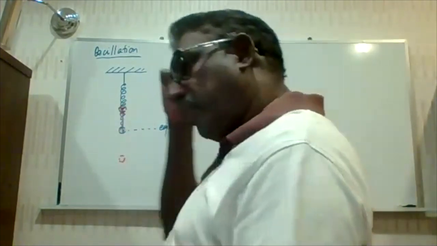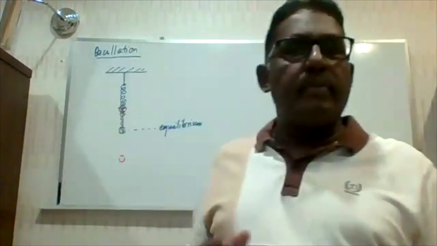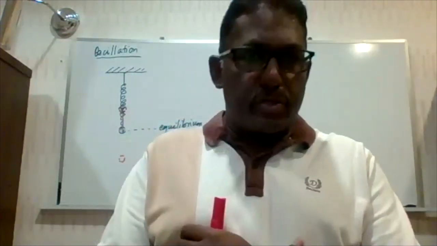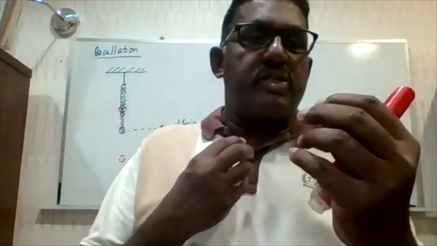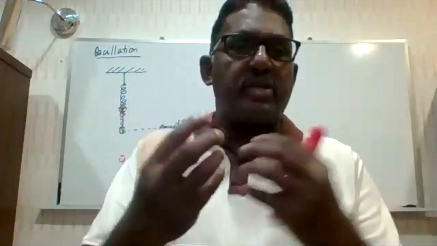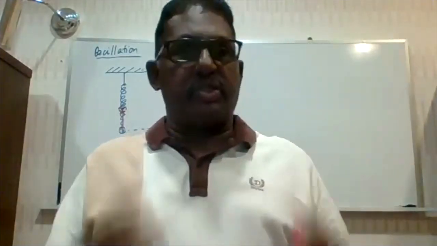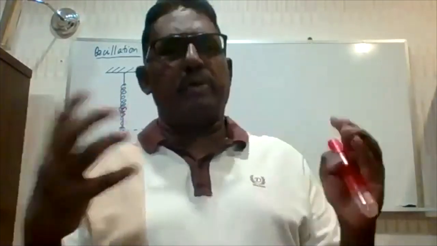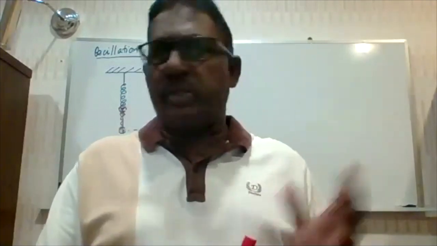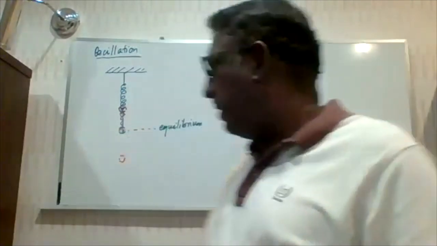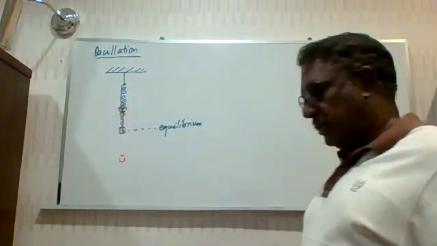So basically, for oscillation to occur, you need two components, the restoring force and the inertia, and it is the mutual interaction between the two that causes the oscillation. This is one way to look at it. Another way, of course, is to look at the energy point of view, which I'm not going to visit here. All right? So this is just the oscillation point.